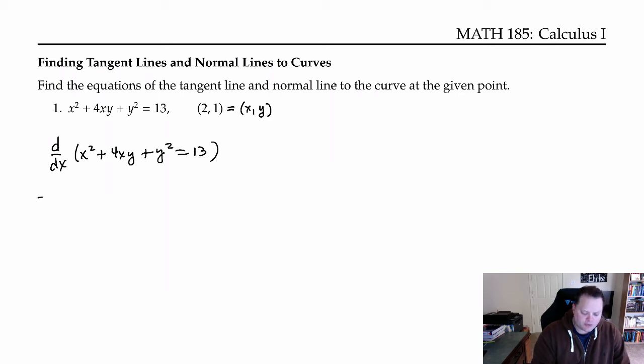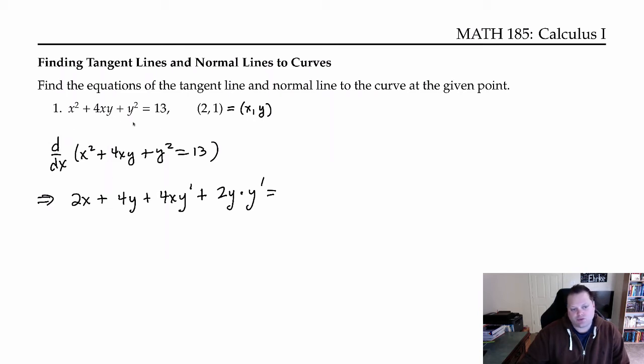So on the left-hand side, the derivative is 2x plus the xy term here is product rule. So this will be 4y plus 4xy prime plus 2y, so the y squared term, the derivative of y squared is 2y times y prime, equals, on this side, distribute the derivative to 13. The derivative of 13, since it's a constant, is 0. And rather than solving for y prime at this point, plug in the values you have.